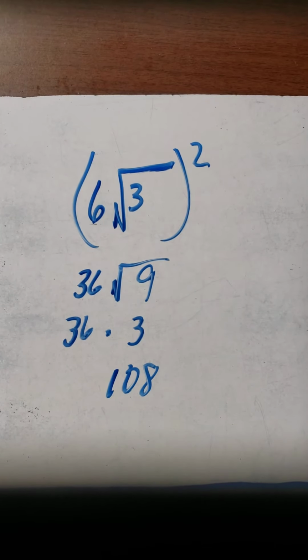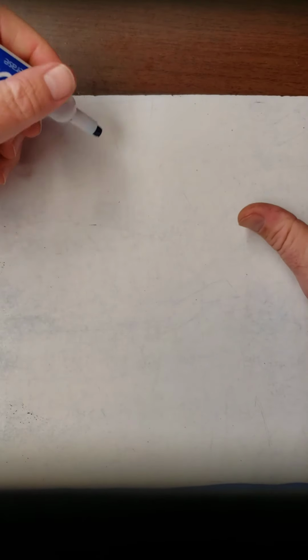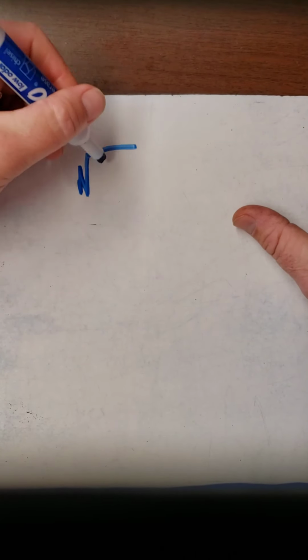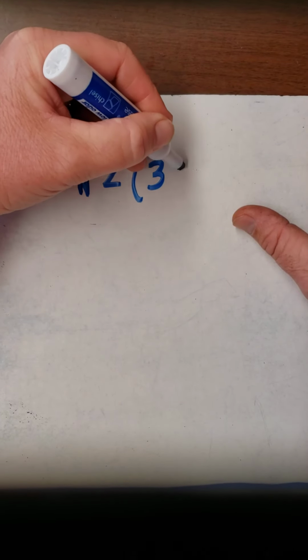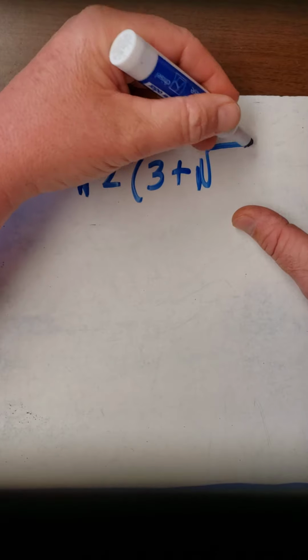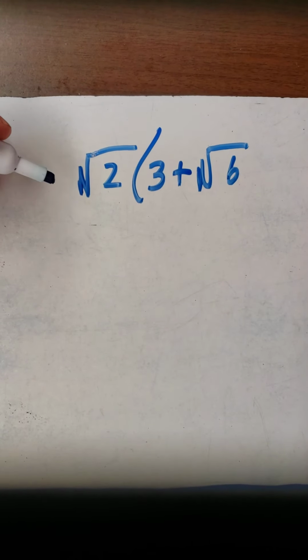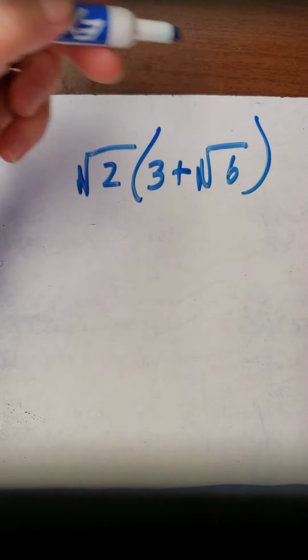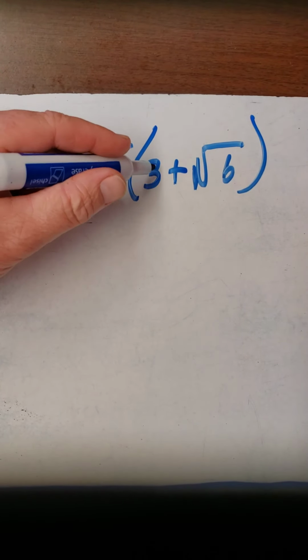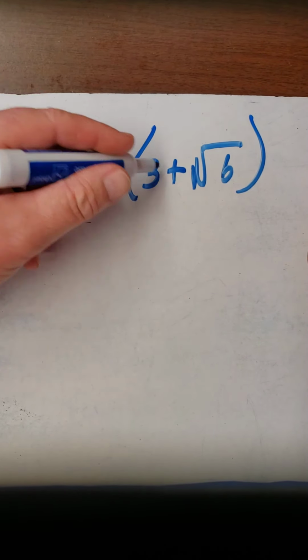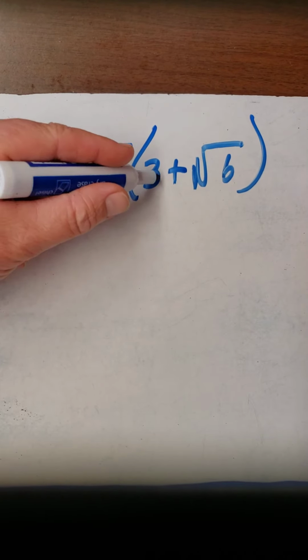Okay? Moving on to example 2. Applying the distributive property. So we have the square root of 2 times, in parentheses, 3 plus square root of 6. Okay. So we do this. You cannot, this does not become the square root of 6. You have to have the 3 outside.